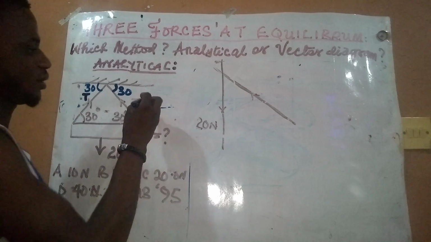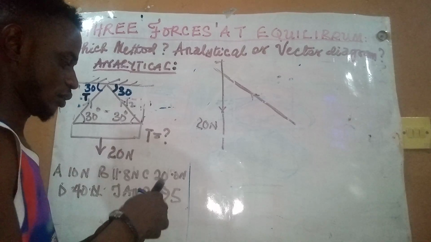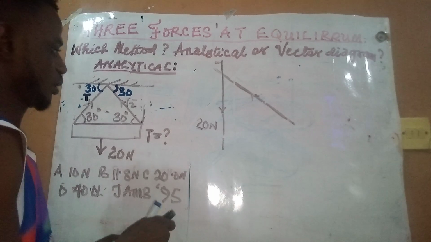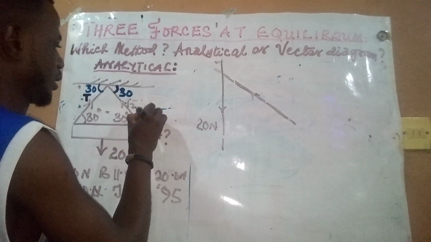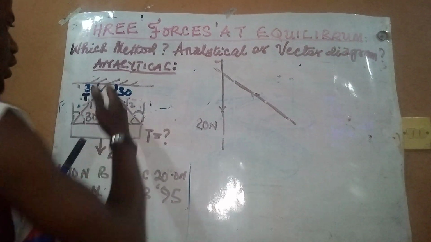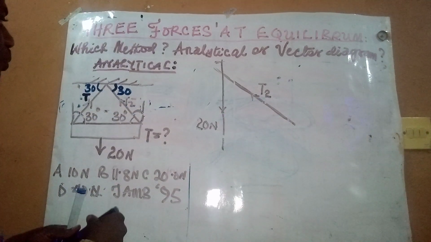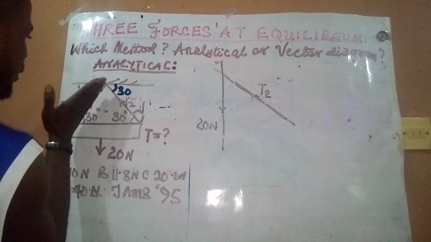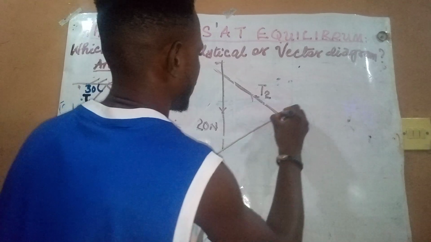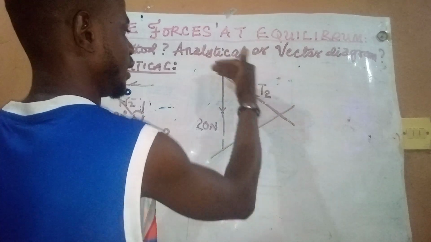Don't forget that this is 60 degrees. This is 60 degrees. This is T2. This is T1. Like this, like this, like this. This, and this.